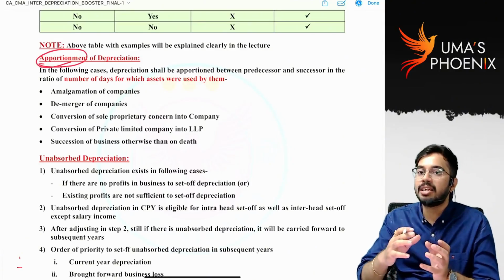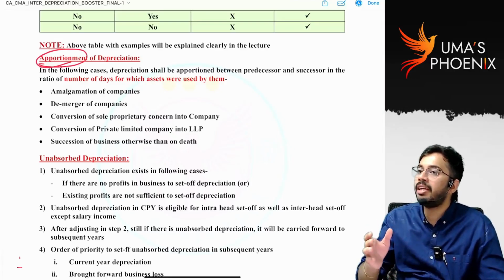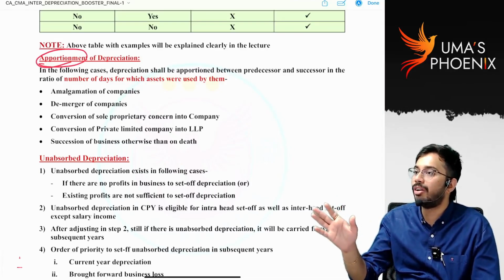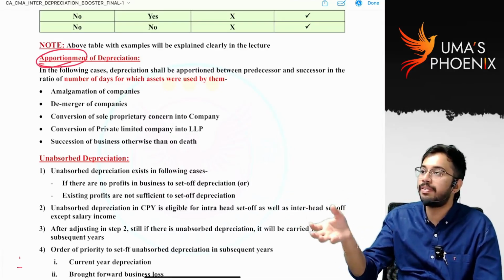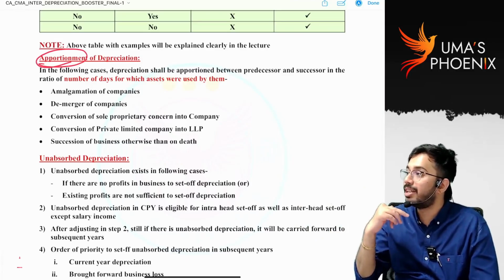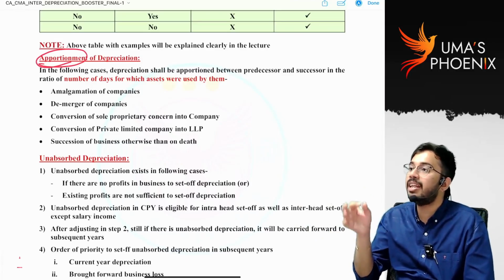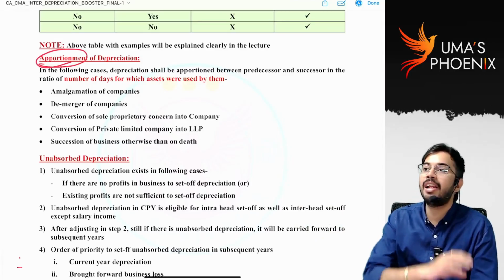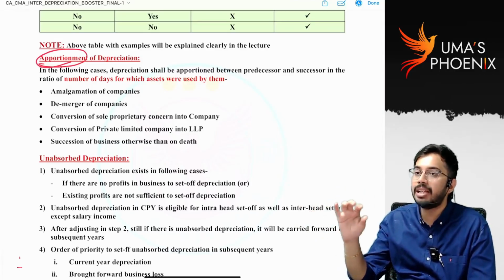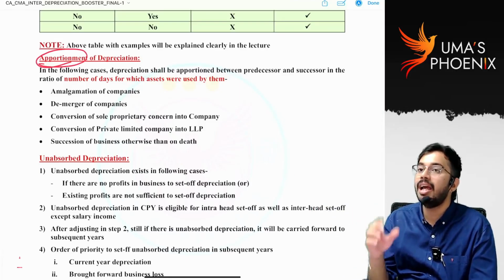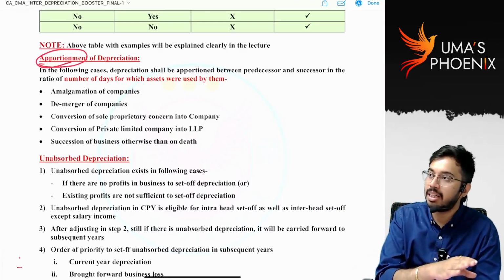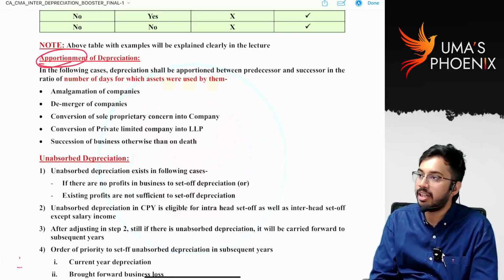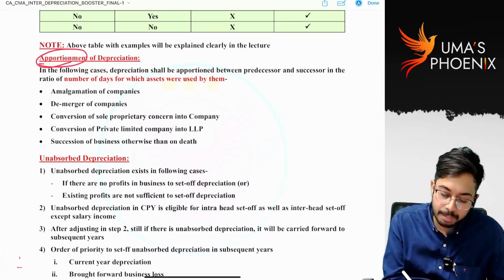See, all these conversions, if they happen either at the beginning of the year or at the end of the year, no problem at all. The newcomer, the transferee, will claim depreciation for the whole asset. If these conversions happen in the middle of the year, then the problem comes. In such a case, we will calculate depreciation for the whole year based on usage of the asset by the earlier person and the new person. We are going to apportion the depreciation.